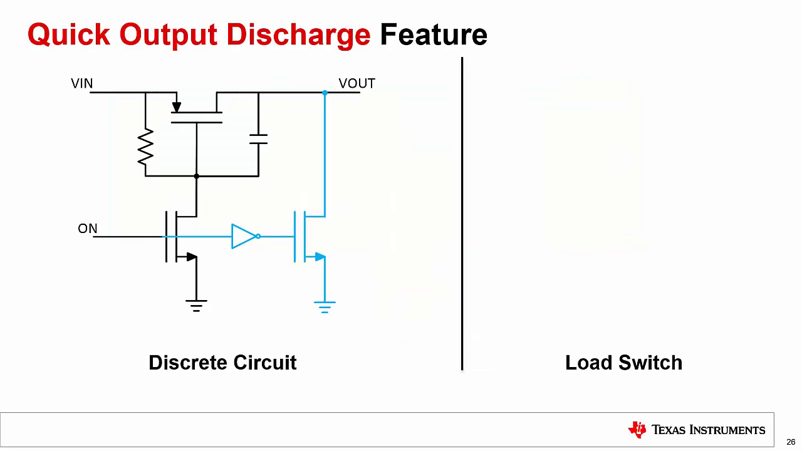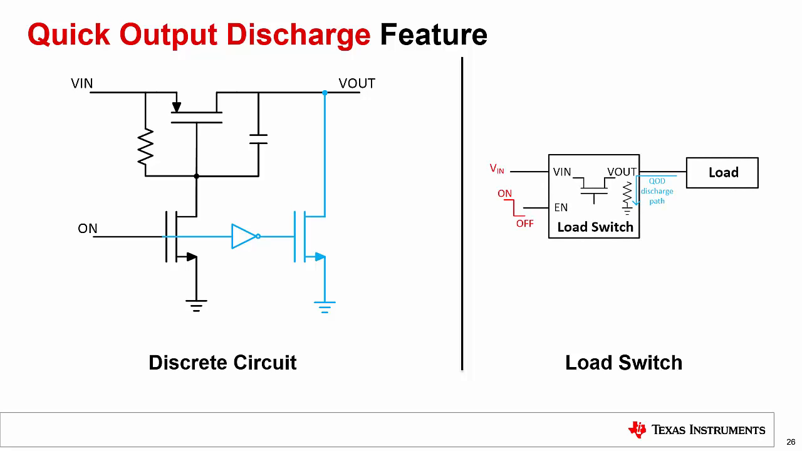Now let's take a look at adding additional features to the load switch solution. With the discrete solution, adding quick output discharge required an inverter and a transistor. With a load switch, quick output discharge is already integrated, implementing an internal resistance to ground the output when the device is disabled. There are also load switches which do not have quick output discharge in case the solution does not require it.